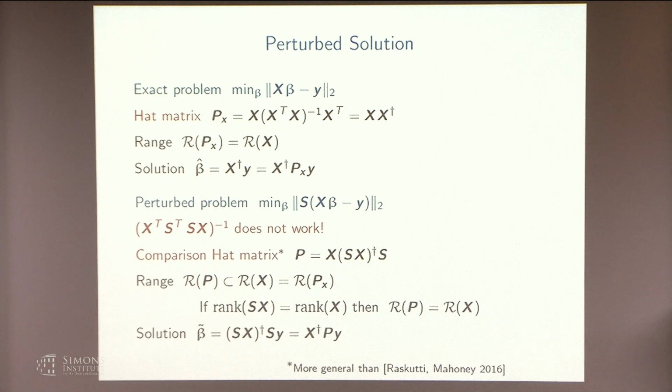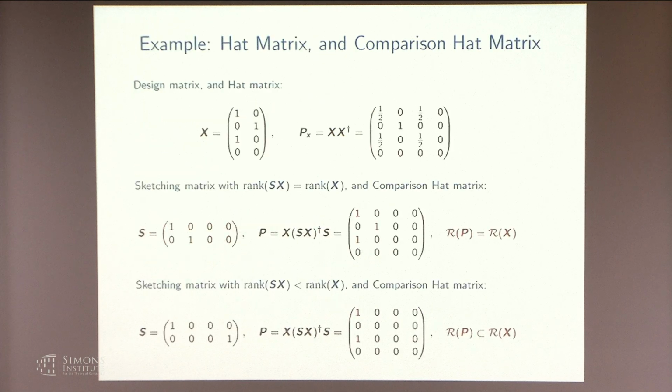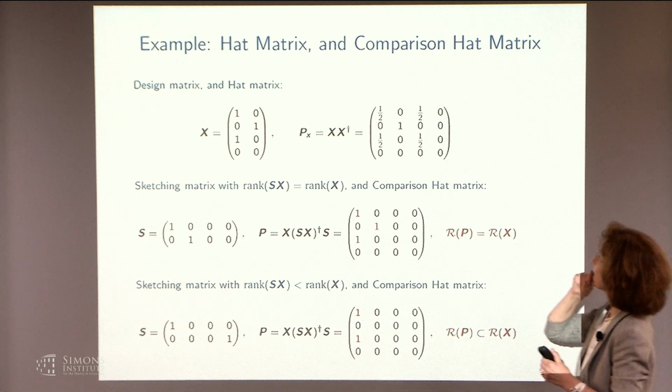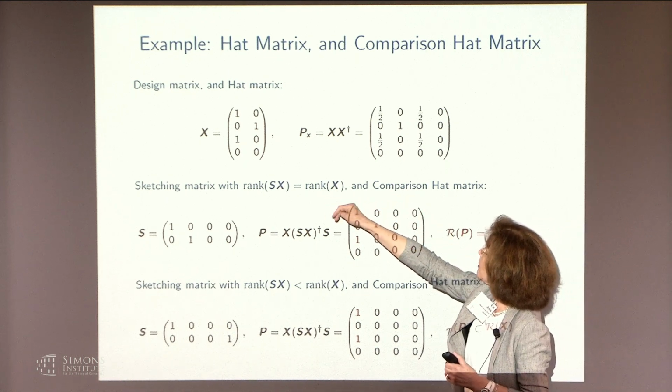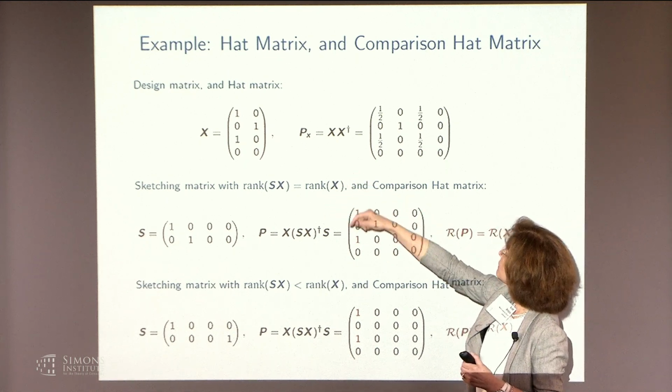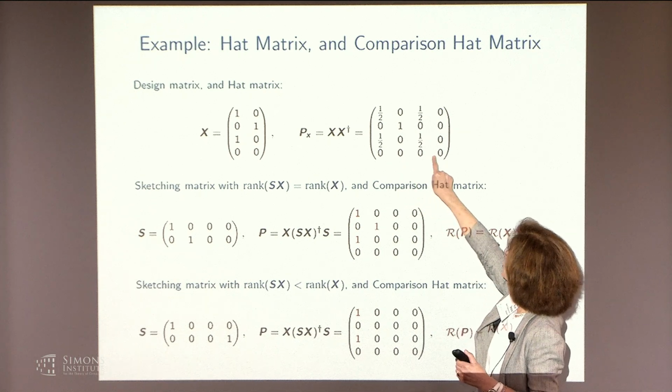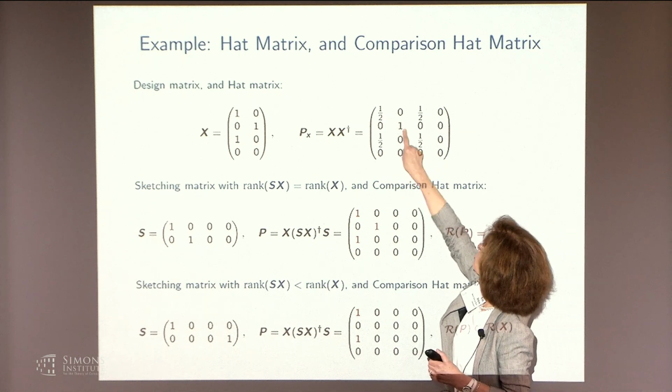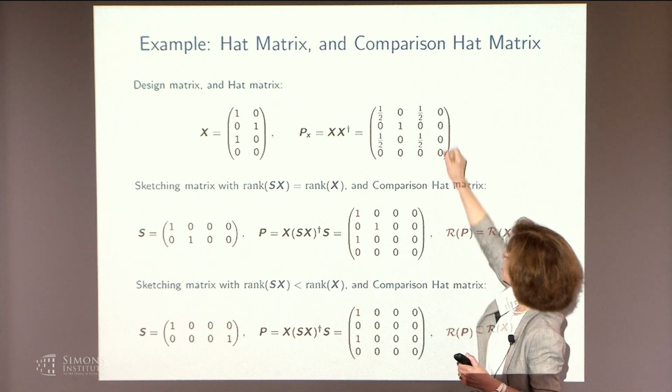So this projector is a little bit more general than what Michael and Garbash-Raskuti had. Our projector is equal to theirs when the matrix Sx has full column rank. But for rank deficient matrices, theirs sort of doesn't work. So here we have the design matrix. So you see you have 2 columns and you have non-zero elements in 3 rows. You can see that in the projector here too. This is the first column, this is the second column, this is the first column again.